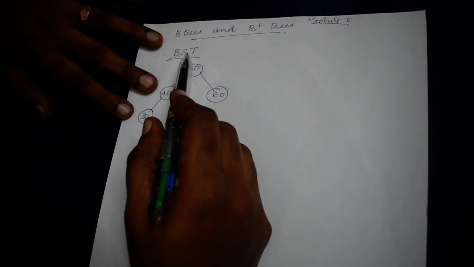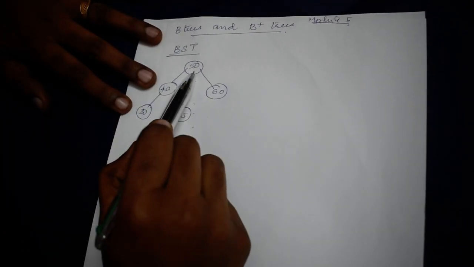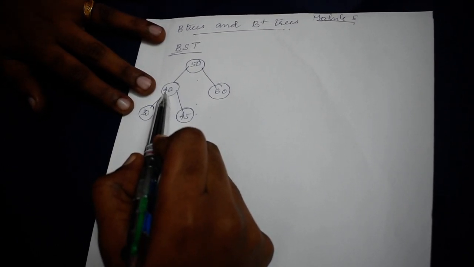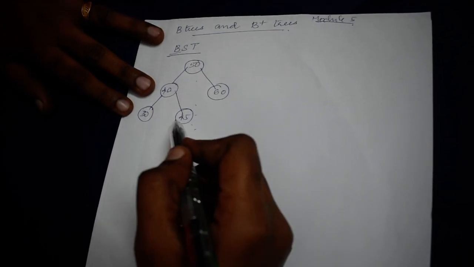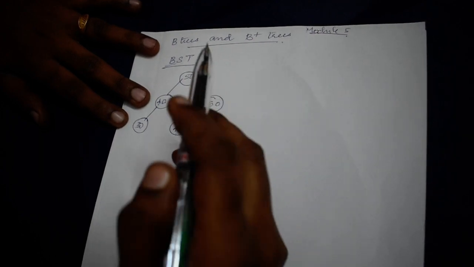Searching I can do in a very efficient manner. Suppose I want to search for 45. 45 is less than 50, move to the left side. 45 is greater than 40, move to the right side. Likewise I can find the element. So this is the key value, and here there are only two children.